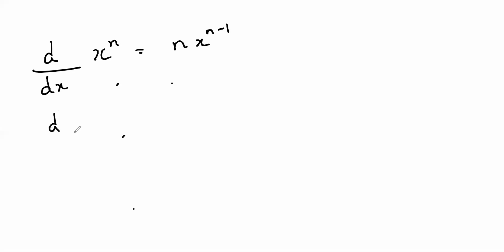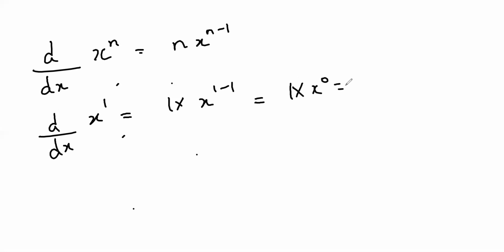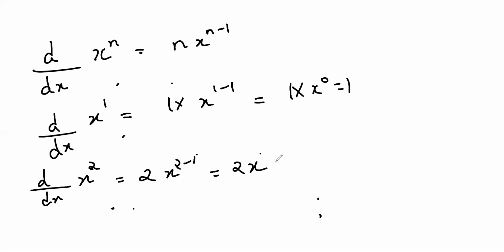So if it is differentiation of x power 1, instead of n it is 1. So 1 into x power 1 minus 1, so 1 into x power 0, it is 1. Now differentiation of x square: 2 x power 2 minus 1. I'm just substituting into the simple formula, that's all. That is 2x power 1, that is equal to 2x.